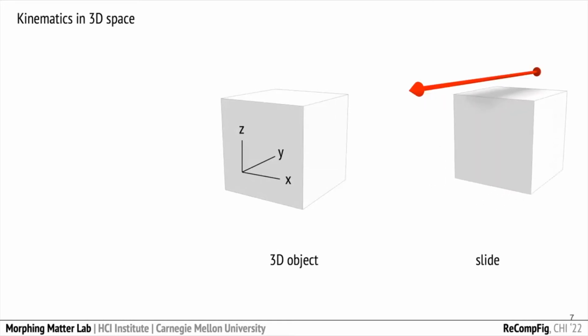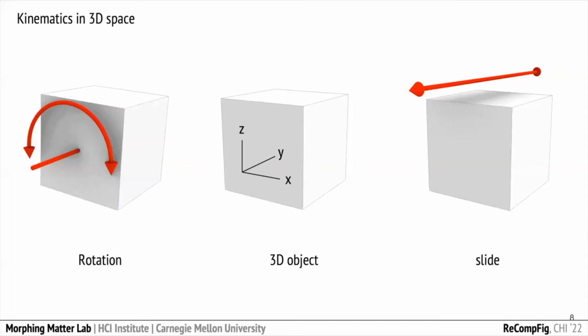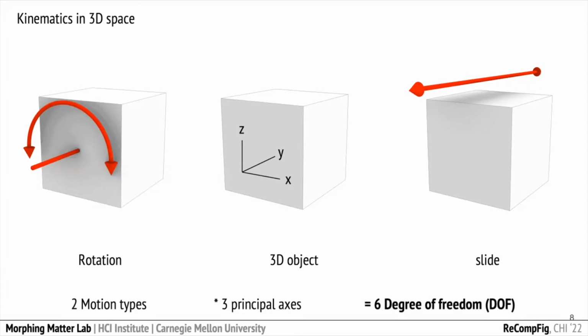So just a quick definition of kinematics in 3D space. An object in 3D space can move in two ways. It can either slide along one direction or rotate about an axis. There are two types of motions, and these motions can happen along any of the XYZ axes. So, an object in 3D space can have up to 6 degrees of freedom.